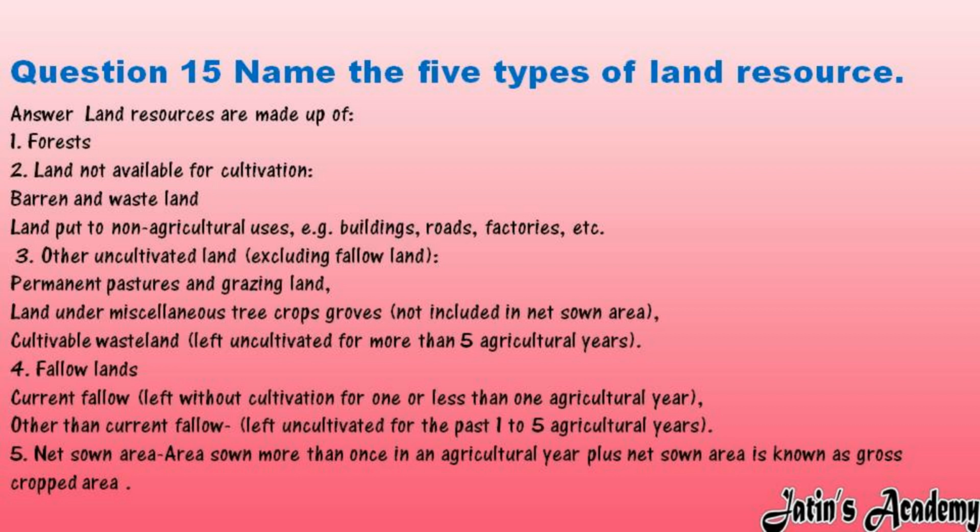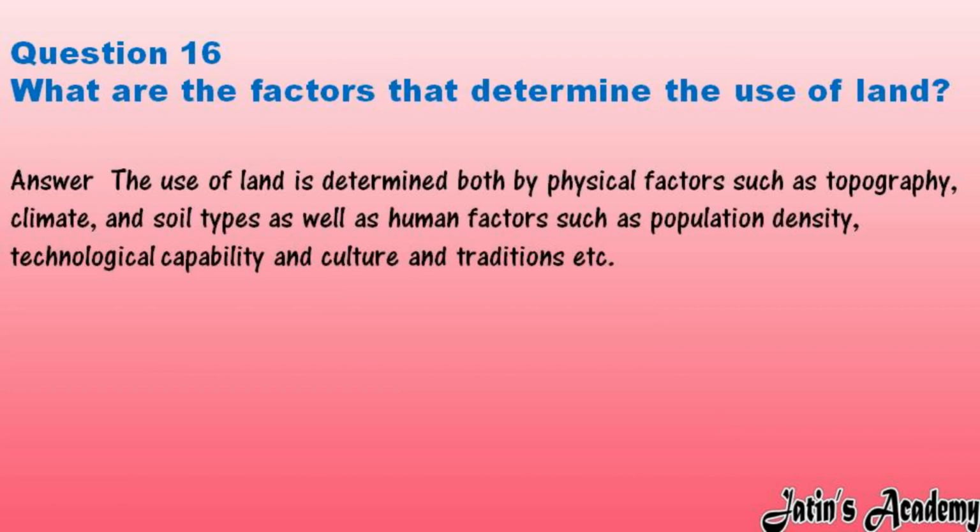Land under miscellaneous tree crops groves, not included in net sown area. Cultivable wasteland, left uncultivated for more than 5 agricultural years. 4. Fallow lands. Current fallow, left without cultivation for 1 or less than 1 agricultural year. Other than current fallow, left uncultivated for the past 1 to 5 agricultural years. 5. Net sown area. Area sown more than once in an agricultural year plus net sown area is known as gross cropped area.